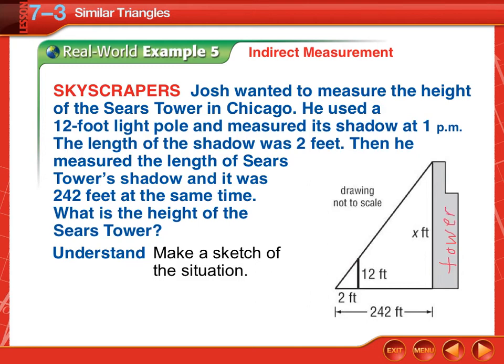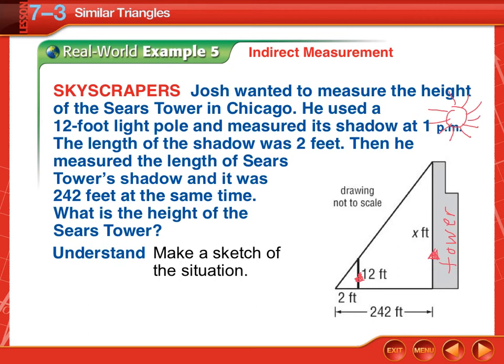And if we're creating shadows over here to the left, the sun has got to be up here. Okay. So make a sketch of the situation, and there's a big assumption that we have to make here in order to use indirect measurement, and that is that this light pole has to be parallel to the Sears Tower. If we do not assume that, then we're not actually totally sure that these shadows are going to be proportional.